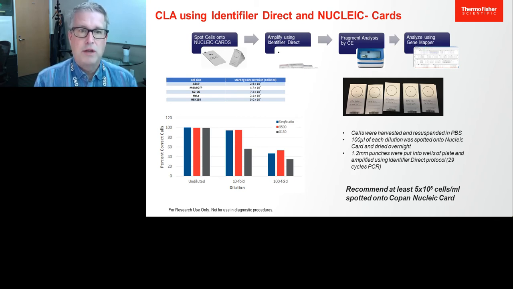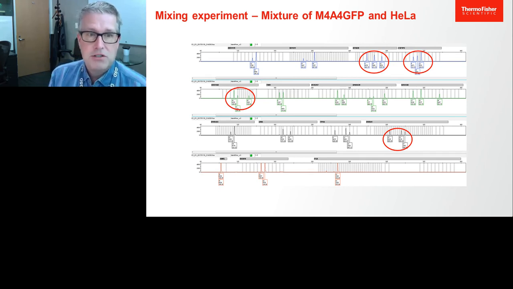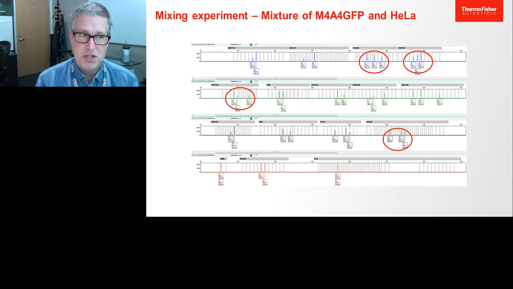This is another experiment where we mixed known amounts of M4A4 GFP cells and HeLa cells. This was a way to see what fraction of the cells we could detect as contaminating in an experiment. In these mixtures, what you can see by the circled red ellipses is that instead of having normal diploid 1 or 2 allelic representations in each one of these different loci, when there's a mixture present, you sometimes see 3 different alleles as indicated by these circles here.